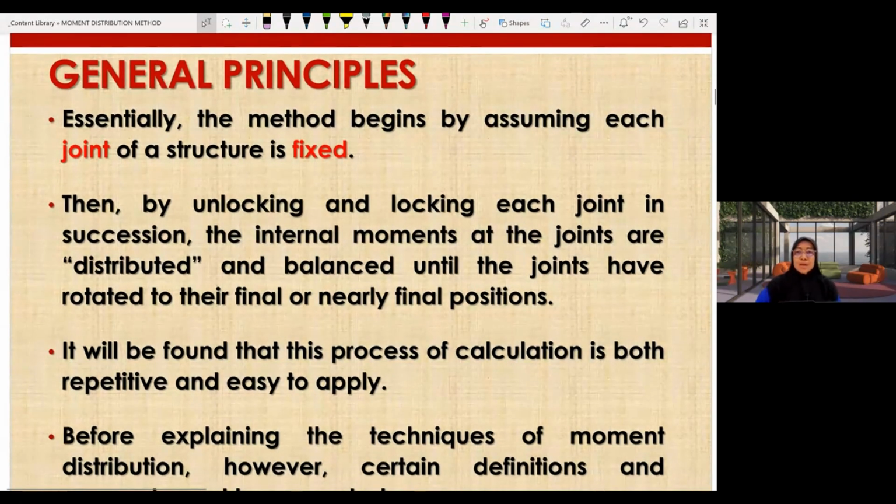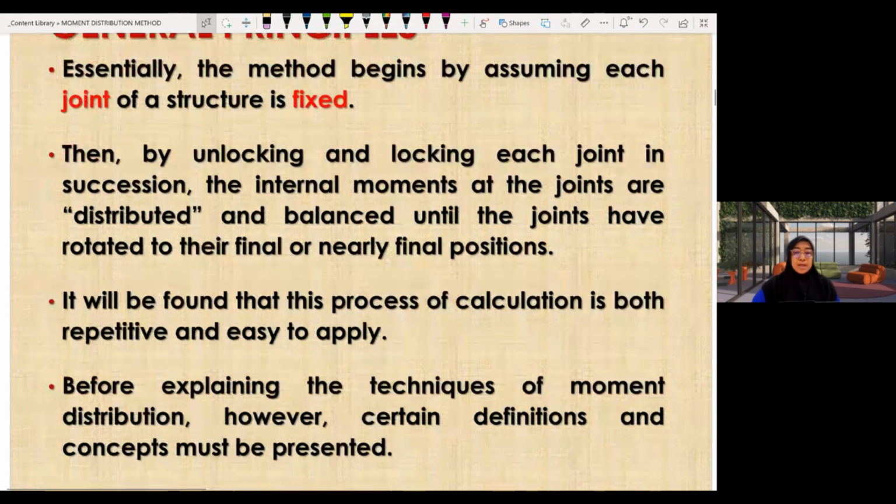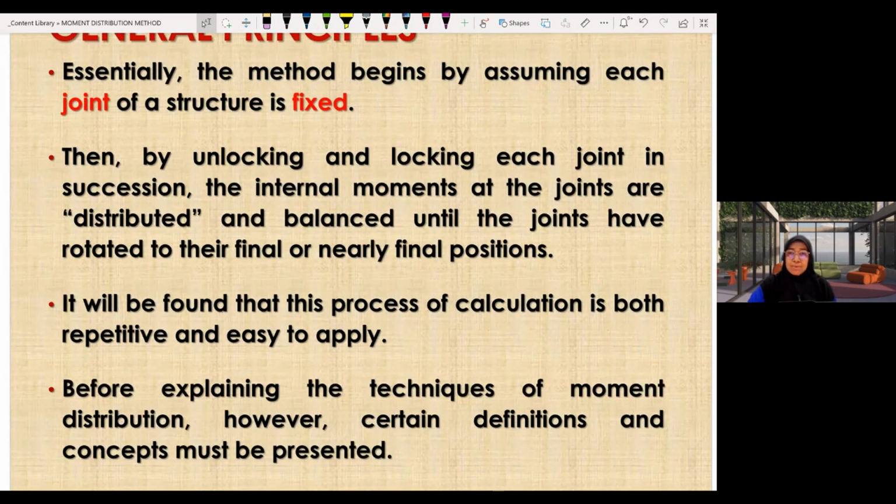Okay, so about the general principle, this method begins by assuming each joint fixed. So this is again unlocking, locking each joint. This is the process in the table. We have to distribute moment, and then we have to balance back. So to balance the moment, we have to use the carryover factor. So we repeat the process again and again until the moment in the table reaches zero. Then we have to stop the calculation, stop the distribution process.